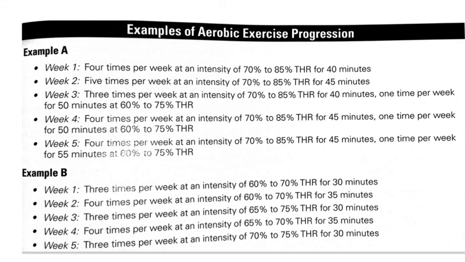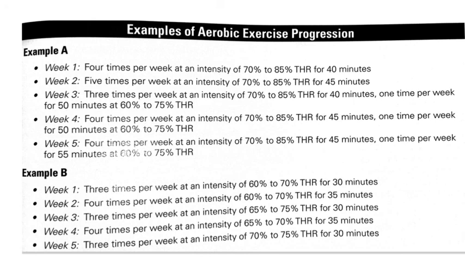So this slide provides a few simple examples of aerobic exercise progression. We have example A. You can see week 1 has a frequency of 4 times per week at an intensity of 70 to 85% of target heart rate, THR, for 40 minutes. Week 2, we increase the frequency to 5 times per week at the same intensity and a small increase in the minutes, the duration. Week 3, now we're back down to 3 times per week at an intensity of 70 to 85% of target heart rate for 40 minutes, and 1 time per week for 50 minutes. Okay, so we're increasing the volume, increasing the duration of exercise for 1 day per week.